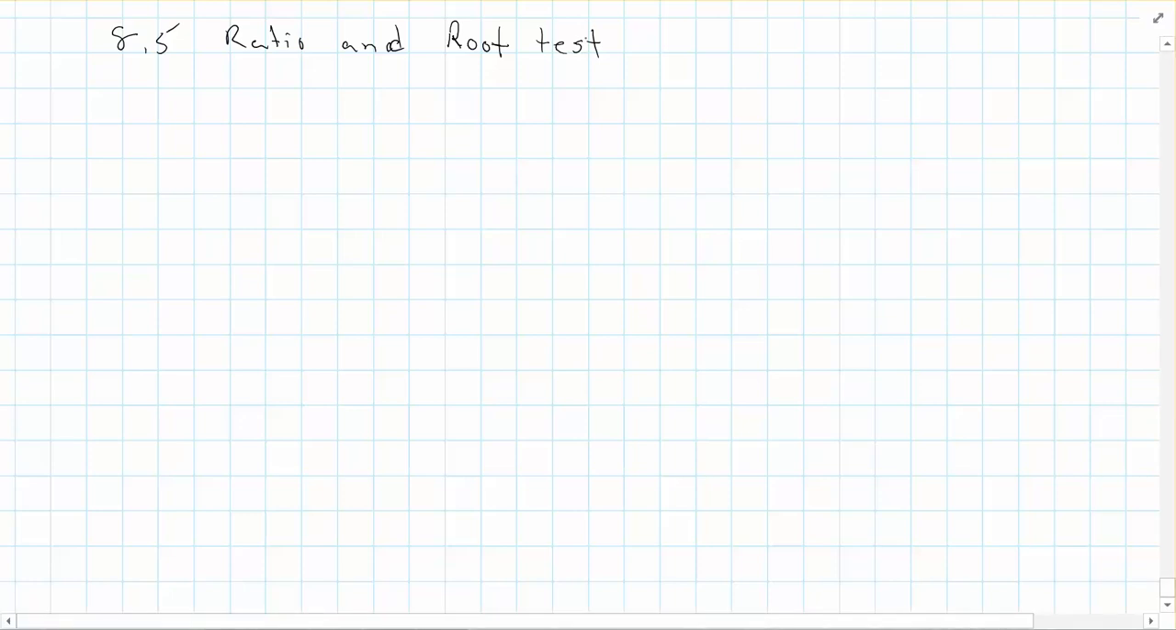So let's go ahead and look at the ratio and root tests here. We'll probably just cover the ratio test because of the quiz that you had today. So I'm not going to necessarily give an hour-long worth of videos here because of the quiz. So the ratio test is what we're going to start with.